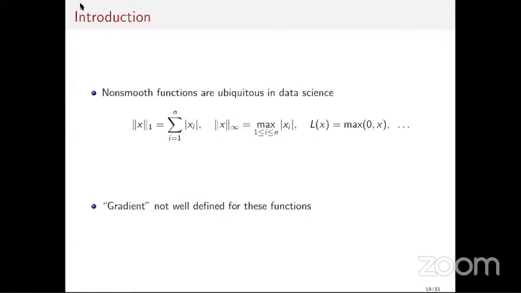Also, a common function that shows up when modeling problems in data science or engineering is the L infinity norm. This is the maximum of the absolute values of xi. Again, that is not a smooth function. In general, any function that you define as the max of some other functions is not going to be smooth, because at the boundary, when two functions in the max are equal, this is typically a region where the function is not differentiable. So the gradient is not well defined for these functions.